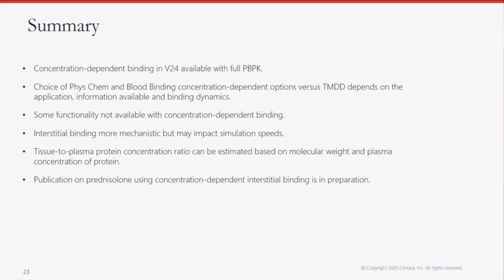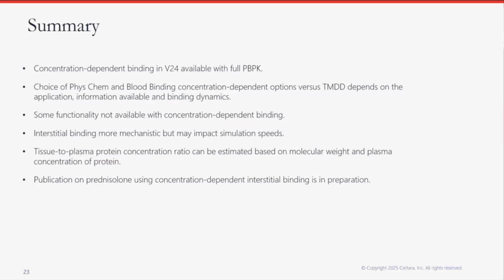The interstitial binding is more mechanistic, but may also impact simulation speed. One thing I didn't mention is that some of these options can cause the simulator to slow down. So you might want to change the solver from the default to either Livermore or CVODS stiff. With that interstitial binding, to get the tissue to plasma protein concentration ratios, we do have a way of estimating that. If you're interested, you can contact us to find out how to do that.